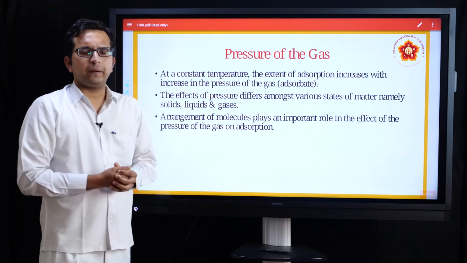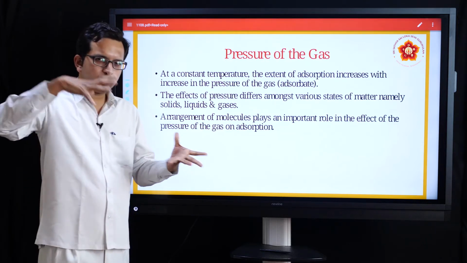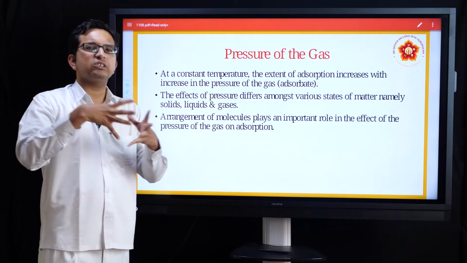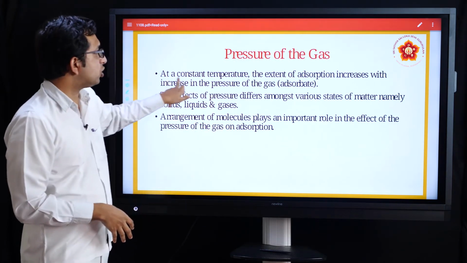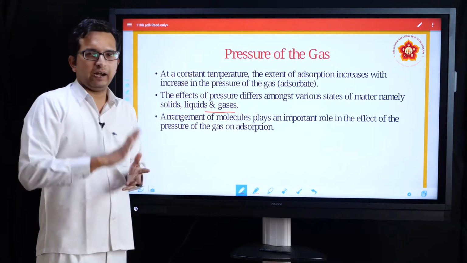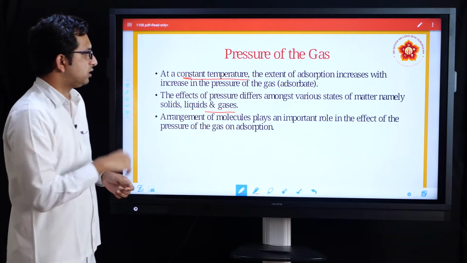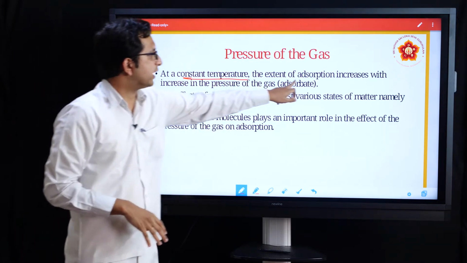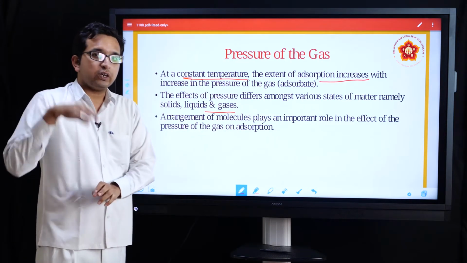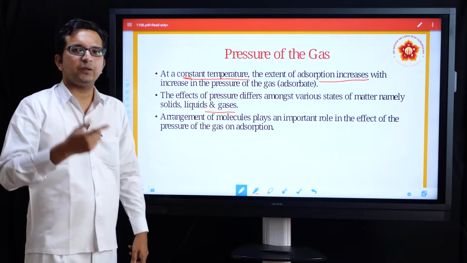As already conveyed, pressure has a certain relationship with temperature. So the moment you give pressure, what do you mean by that? You are getting the molecules to get closer and closer. So at a constant temperature, which is maintained because there has to be some standard for it, it is seen that the extent of adsorption increases with the pressure. For temperature it was inversely proportional, whereas now you are able to see that it is directly proportional.